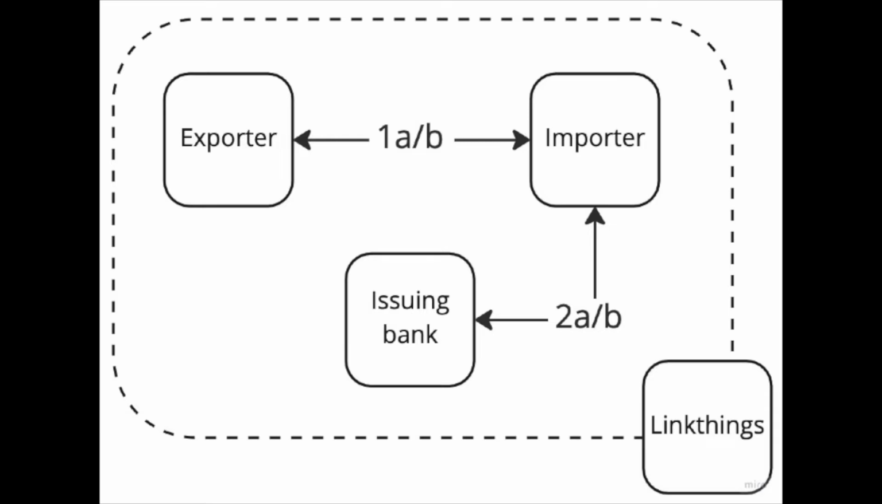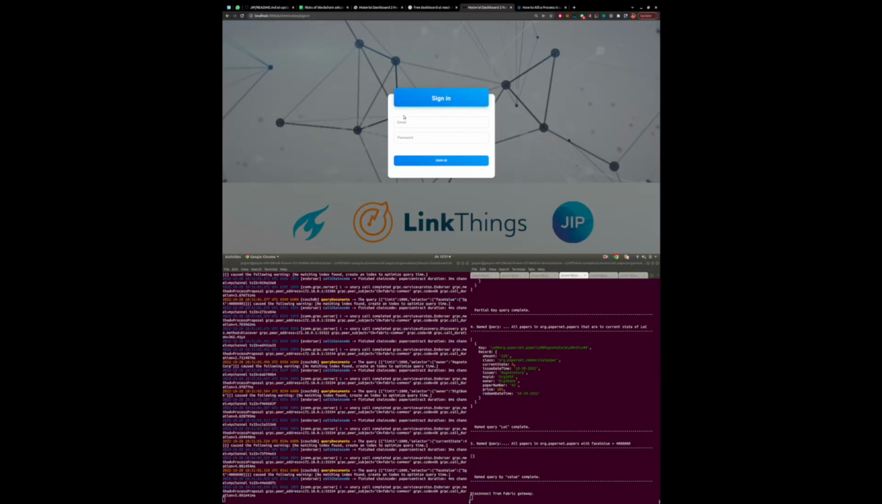the proof of concept. We have 4 entities: Linkthings, the exporter, the importer, and the issuing bank. The exporter, importer, and issuing bank will conduct transactions, and Linkthings will be the facilitator of the network. Now, with all the stakeholders being discussed, we can slowly showcase the proof of concept.